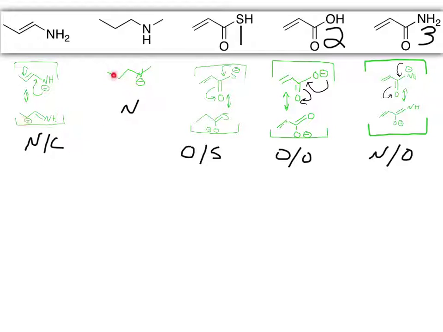Both of these have a charge on nitrogen, but this one is resonance stabilized. So this is my next most stable conjugate base, and this is my next most acidic species. So this is last. So let's go over the reasons again.